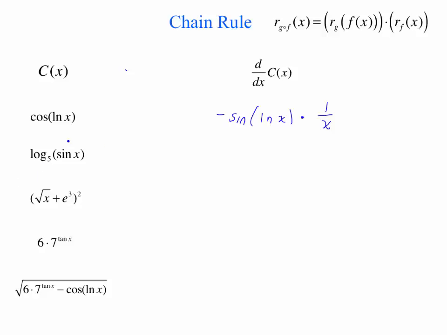Okay, next one. Log base 5 of sine x. Exterior function is? Log base 5. Rate of change is? 1 over? Okay, so it's going to be 1 over the interior function. Instead of x, it's going to be 1 over the interior function times natural log 5. So that's this first part. Times the rate of change of the interior function, cosine x. Stop me if you have a question. Are we good? Does it make sense?